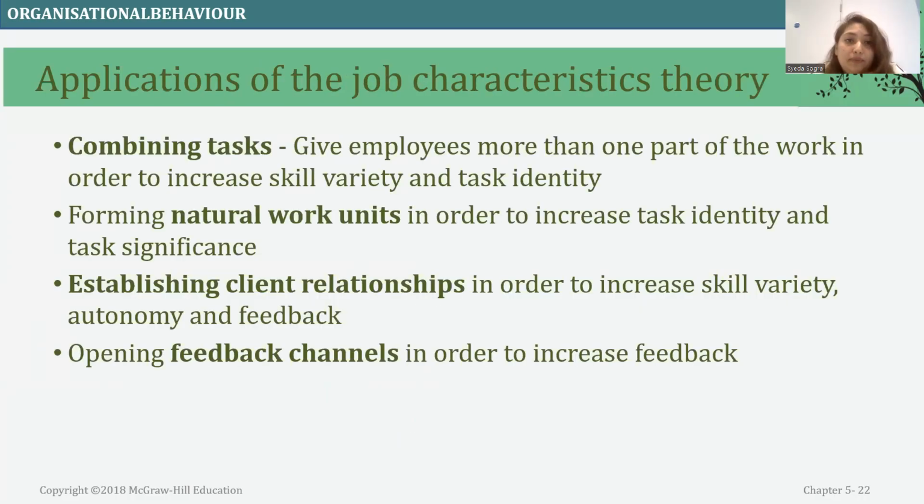If you combine the applications of job characteristic theory, the first one is combining tasks. This is giving employees more than one part of the work in order to increase skill variety and task identity. Forming natural work units increases task identity and task significance. Establishing client relationships increases skill variety, autonomy, and feedback. Opening feedback channels increases feedback.